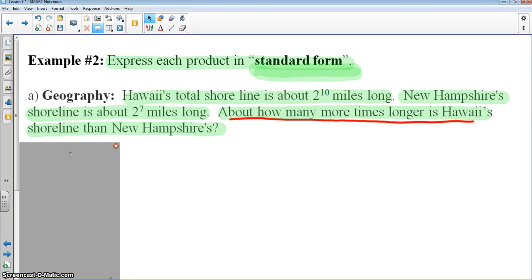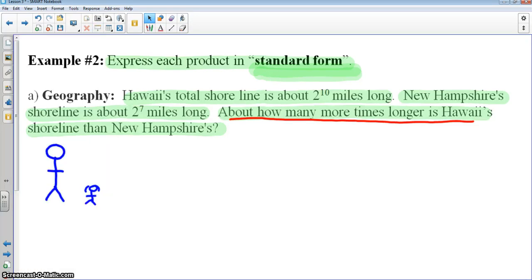So I'm going to make a small little example over here to help you understand what it means when we say how many times greater or how many times. So imagine this is me right here. Here I am, and imagine that I am 6 feet tall. And next to me is my younger daughter, who is only 2 feet tall. And I simply asked you, how many times greater am I than my daughter in height?